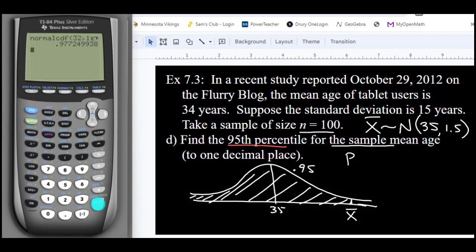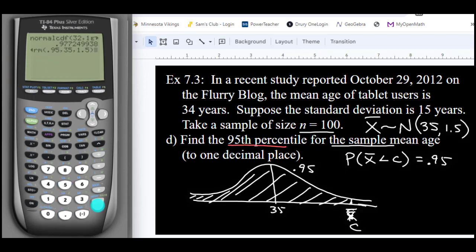So the idea here is we're looking for the probability that, what do we want to say here? X bar is less than C, let's say. I'm going to change my picture a little bit, and that's going to equal 0.95. So this is actually going to be a C value. So we're looking for the C value that would make this work out, and so that's where we use our inverse normal. So second variables, we go down to number 3, inverse normal, and our area this time is the 0.95. The mean is still 35, and the standard deviation value is still 1.5.